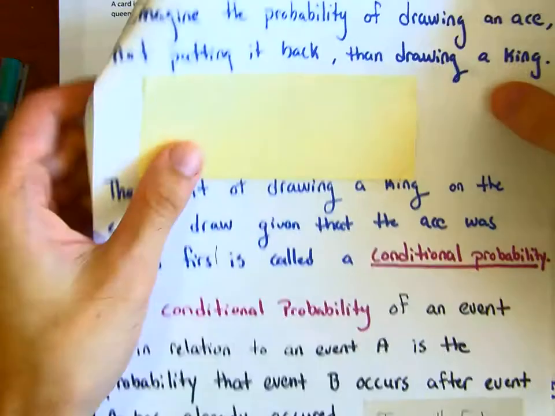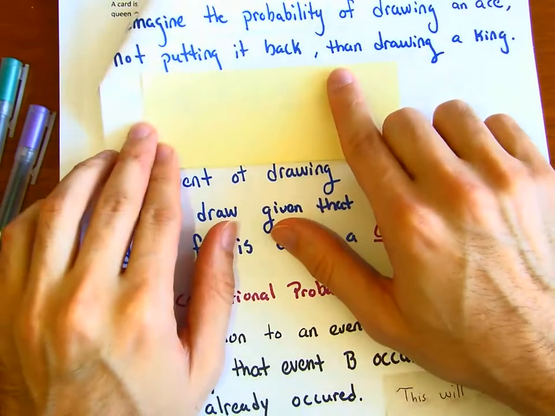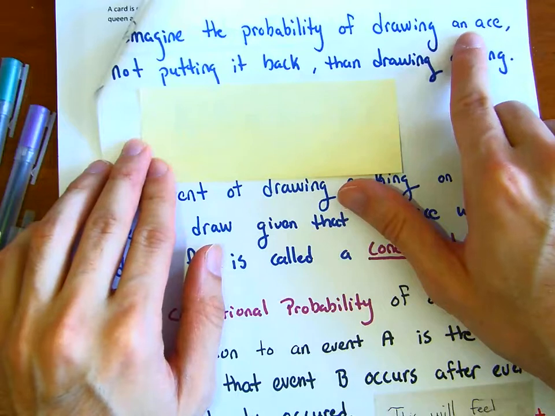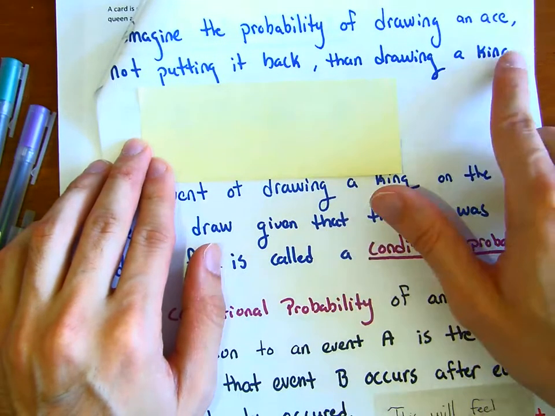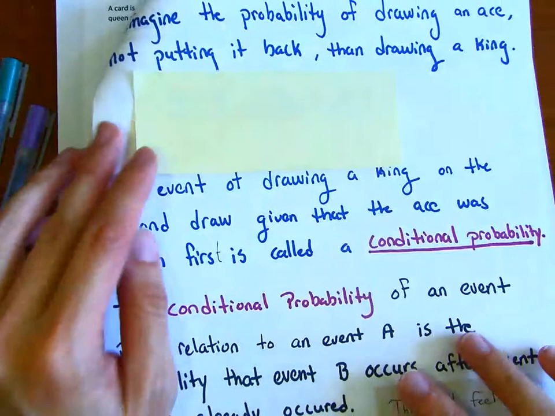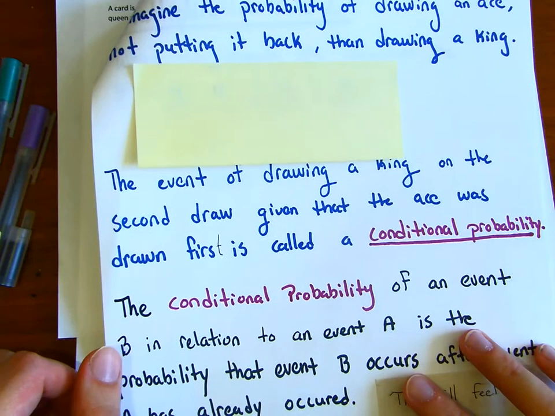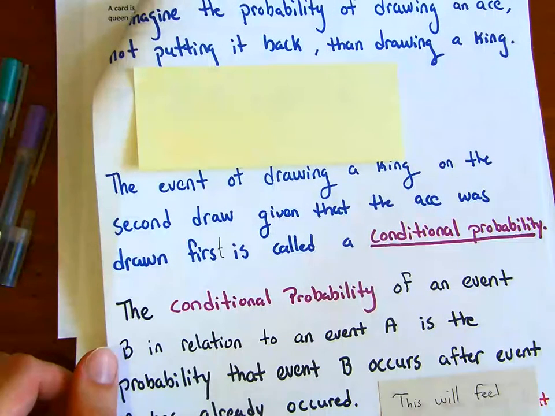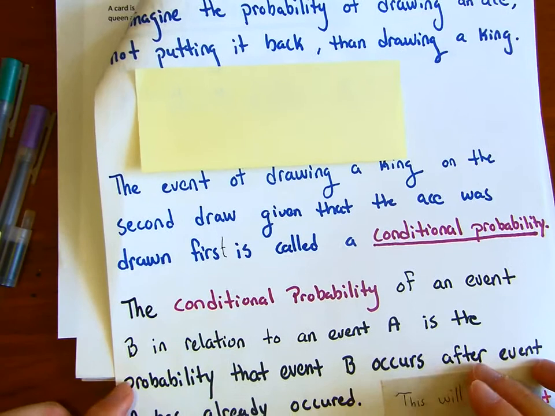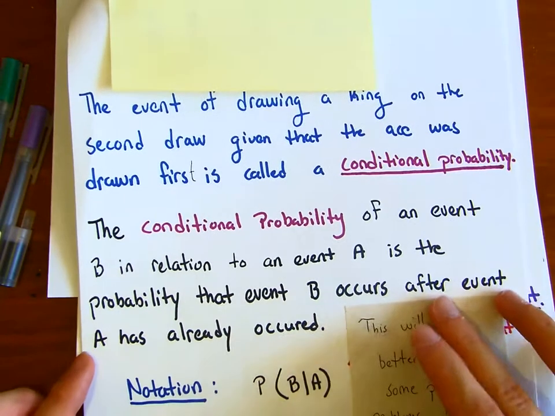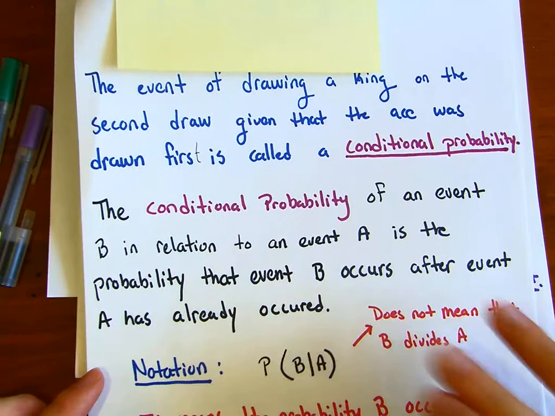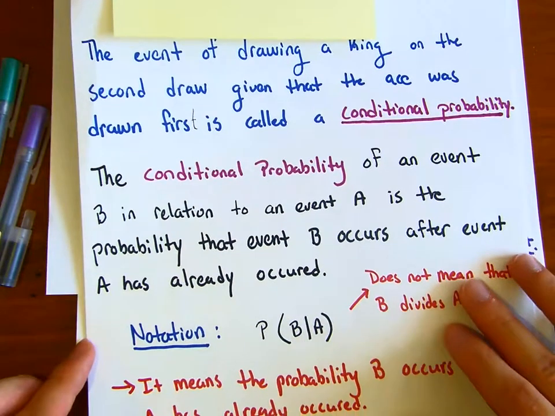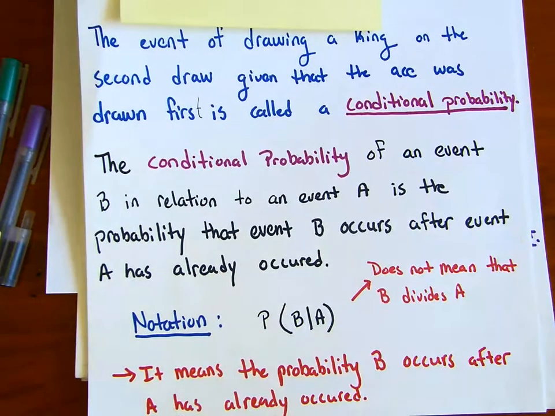Let's imagine the probability of drawing an ace, not putting it back into the deck, and then drawing a king. How would you find this probability? Okay, so what I'd like you to do is first copy this down into your notes. This idea of conditional probability. It will make sense soon. Okay, so just take a second and copy this down, and I'll read it.